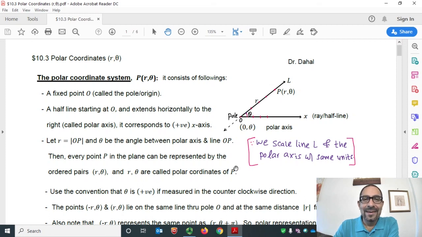In today's class, I'm going to cover the polar coordinate system. Let me start the class right away.